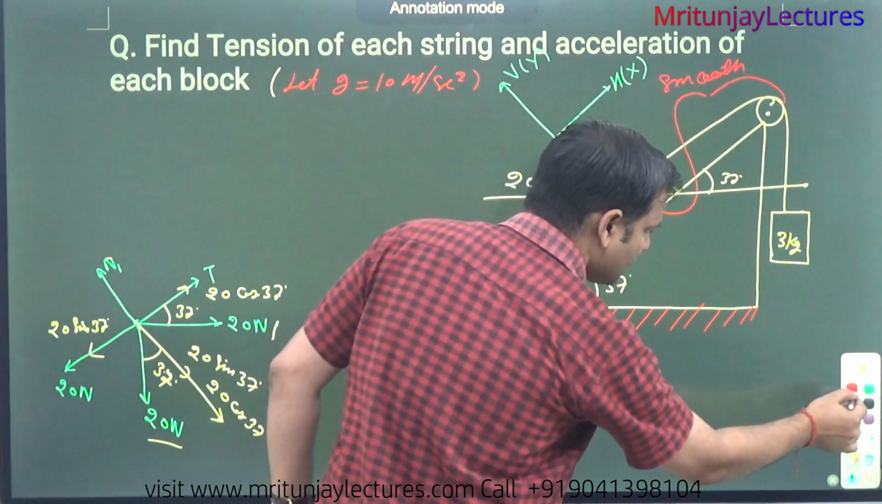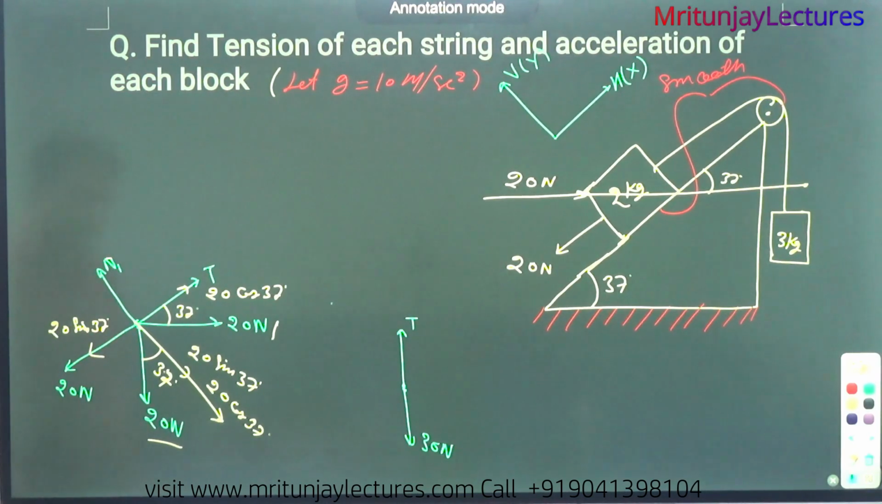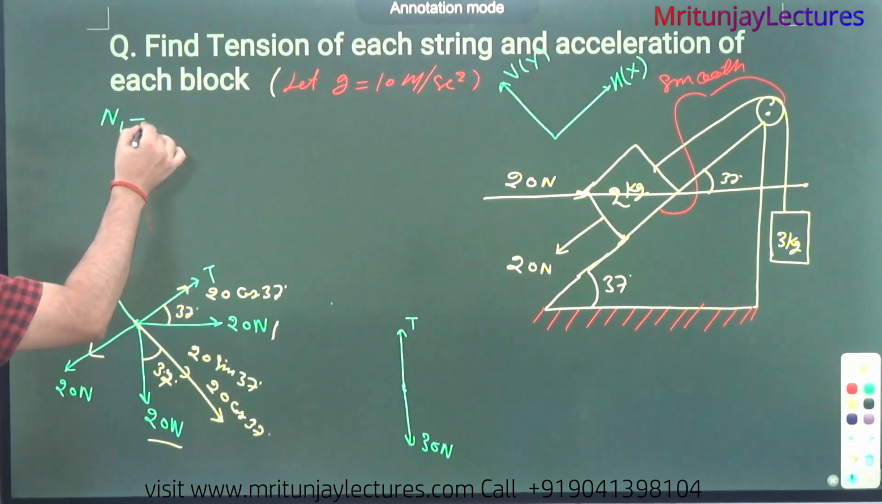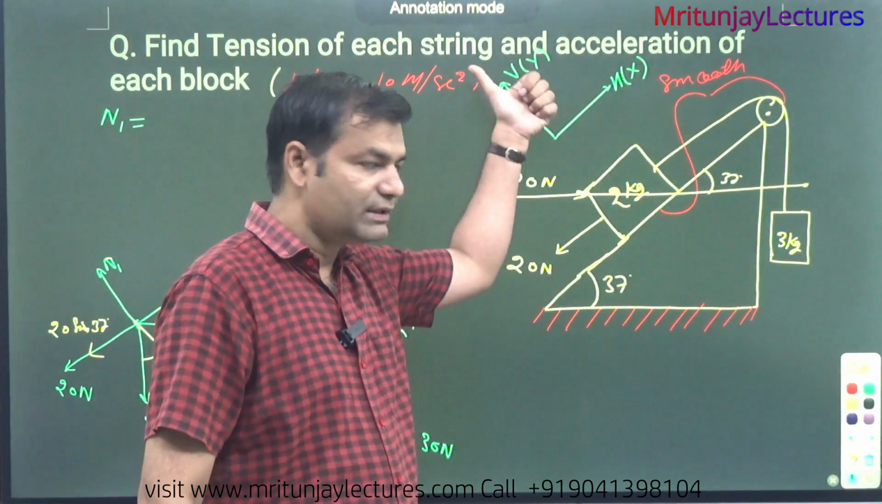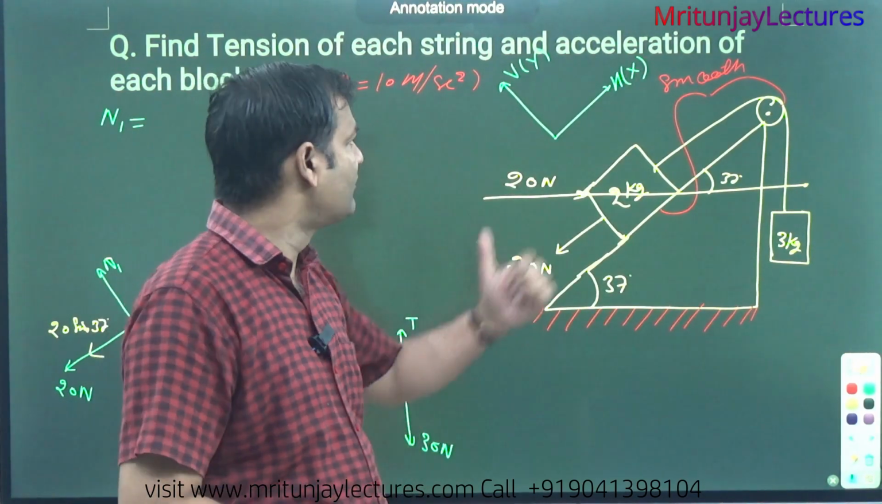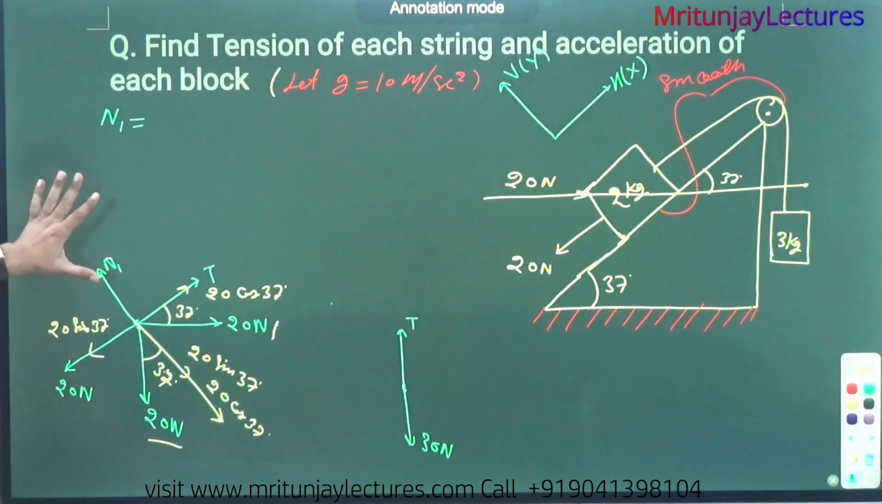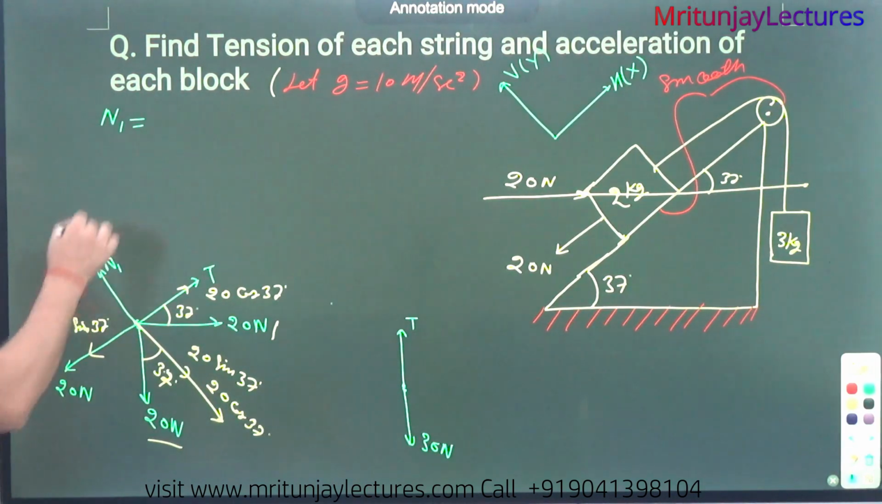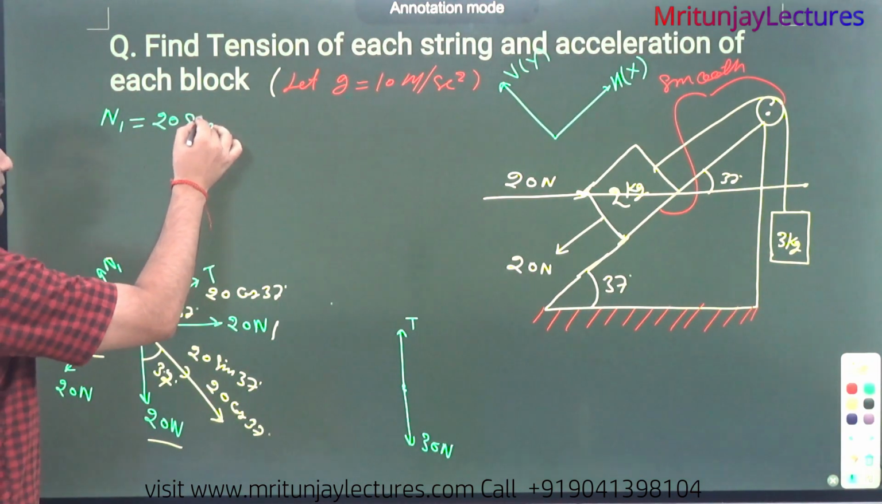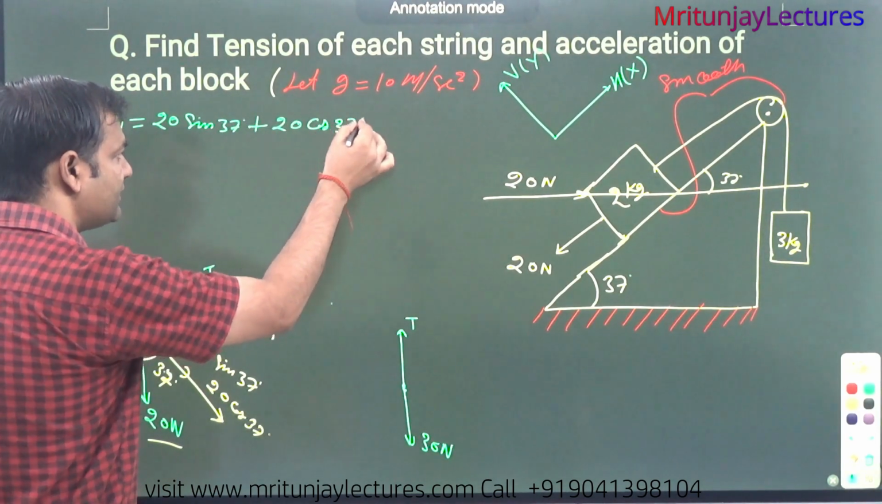Now, how can we resolve? First of all, look here. In the vertical component, N1 is written very carefully. Net force is 0 corresponding to perpendicular to the plane. So, it means vertical direction. So, this force is equal to that force, meaning that force is equal to the sum of these two. So, it is written as 20 sin 37 degree plus 20 cos 37 degree.